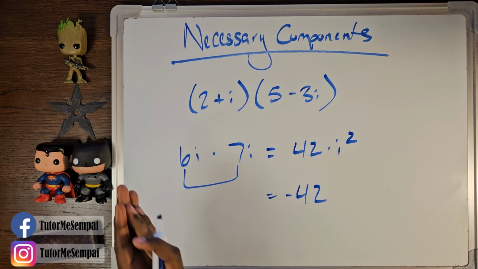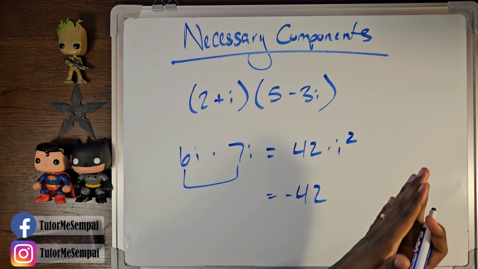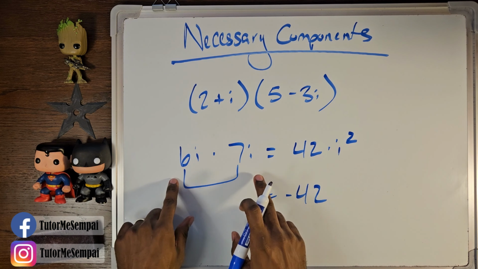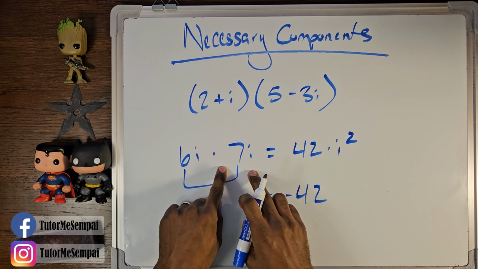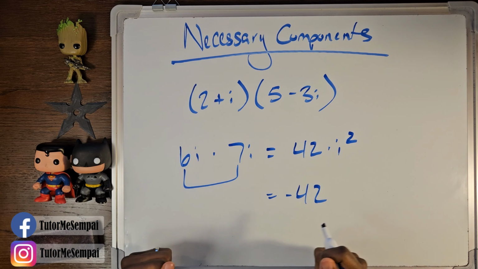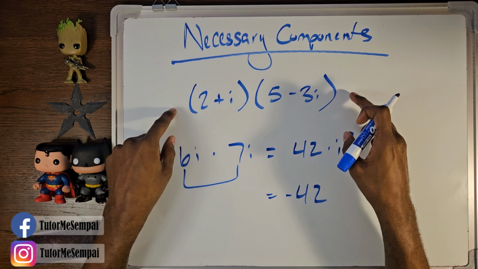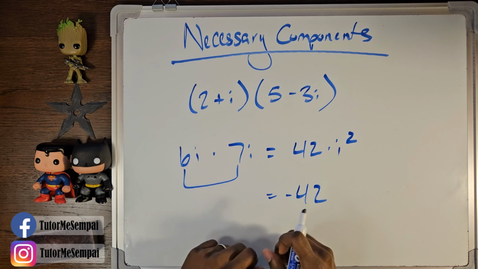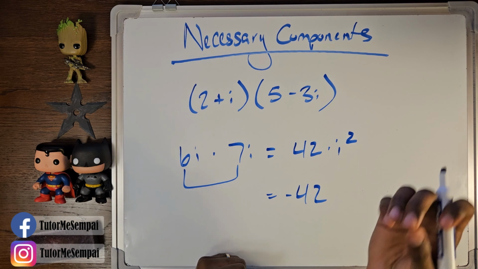So multiplying imaginary numbers times imaginary numbers, we know how to do that. Constants times imaginary numbers, we know how to do that. And even if you had a constant times an imaginary number times another constant times an imaginary number, you should know how to do that as well. But these are going to be the components that are necessary in order to multiply your complex numbers. So now that we've covered those, let's jump into our first method of multiplying our complex numbers.